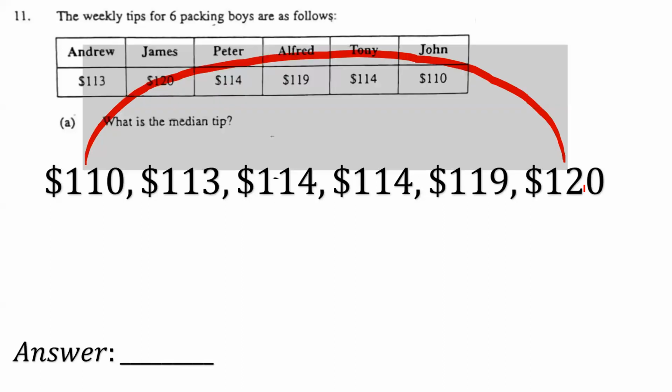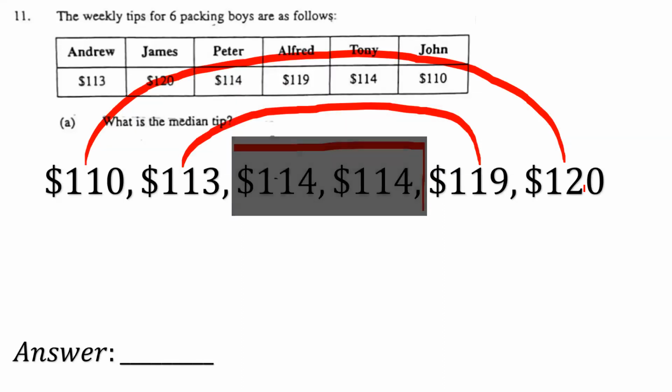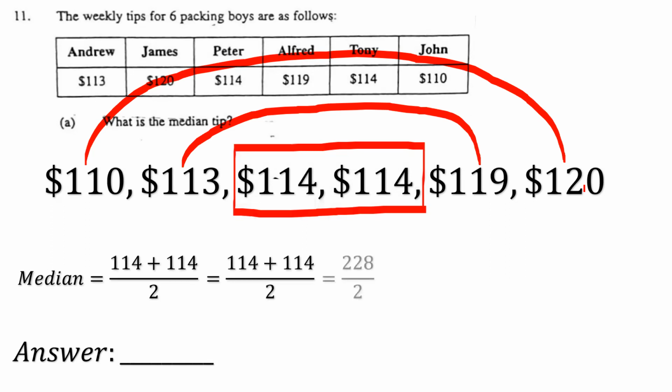So 110 goes with 120, 113 goes with 119, and 114, they go together. And so, since there are 2 of them in the middle, let's add them and divide by 2. So that's what we do. If there are 2 numbers in the middle, you add them and then divide by 2. So 114 plus 114 is 228. Divided by 2, we get 114. So that means that the median tip is 114.